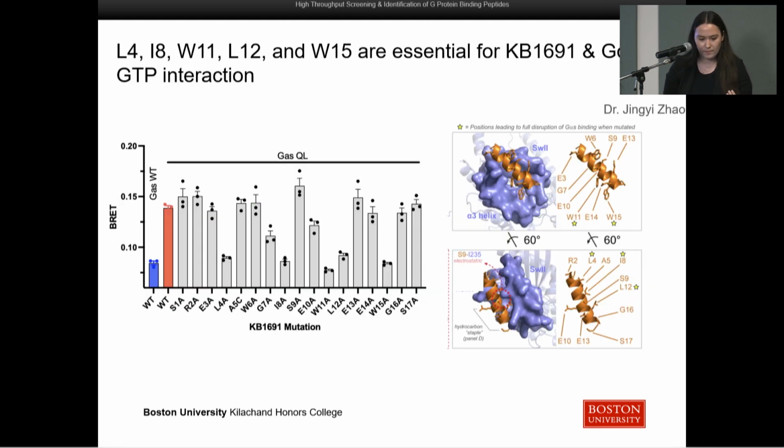We can then also compare it to a computer model called ColabFold that can predict how this interaction is going to occur. What we find is that these 5 amino acids were essential for the KB1691 and G-alpha-S GTP interaction, and we see this because the signal decreases upon mutating that amino acid. We then looked at the computer model, and we found that it actually aligned super well to these results, so we now have a way that we can actually test our protein-peptide interactions.